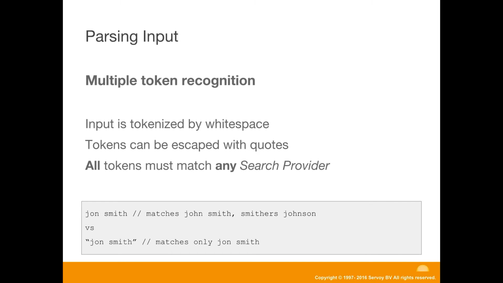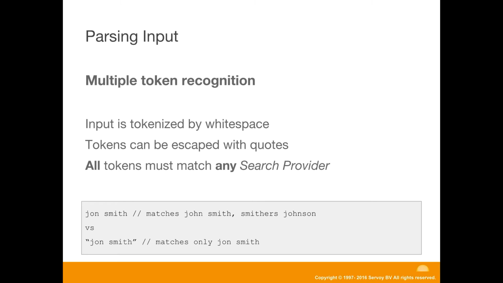As far as parsing input goes, it recognizes multiple tokens. A token is something which is separated by white space. And you can escape tokens with quotes. So this works just like an internet search. If you type in two words, it'll search for something that has to match both of them. But if you quote it, then it's taken as one token where the space is literally interpreted.